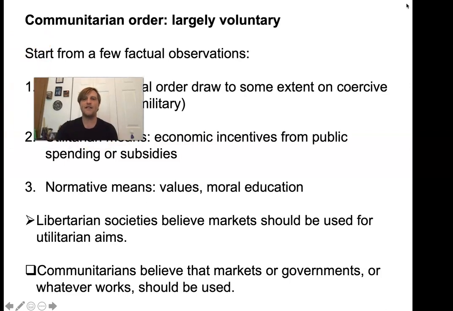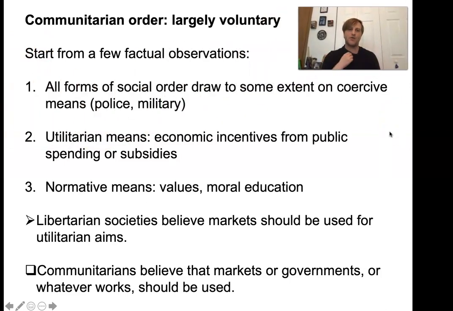Okay, so communitarians start again not from the abstract, but from a few factual observations: that all forms of social order to some extent draw on some sort of coercive means. Police, military, maybe not to the degree of a military dictatorship or a police state, but there's always some sort of enforcement of the laws of the society, punishment for violating the laws, people that are going to protect you from some other society that tries to attack, that sort of thing. So communitarians start with the idea that you're always going to have some sort of coercive means, some sort of infringement going on. Hardline libertarians will argue against that.